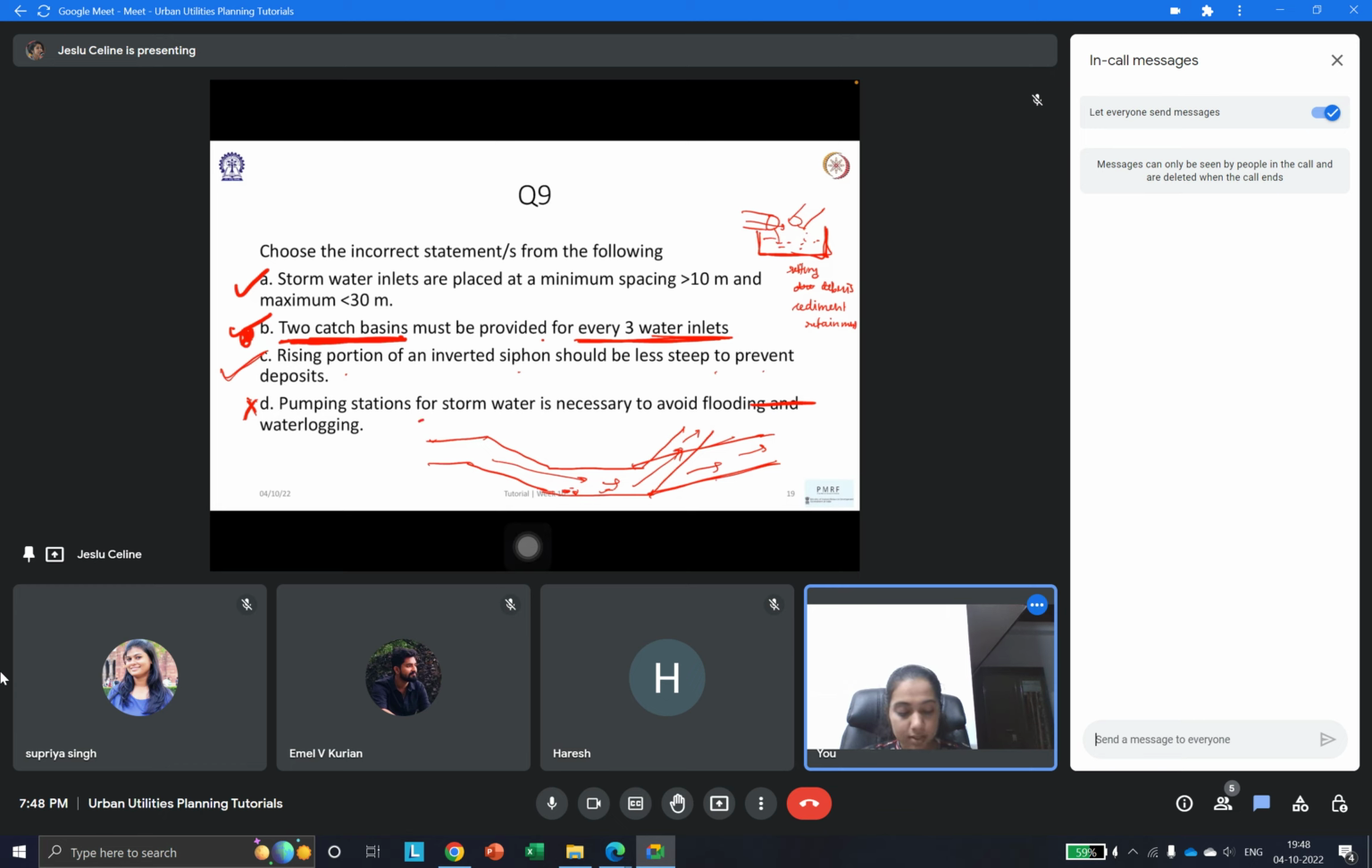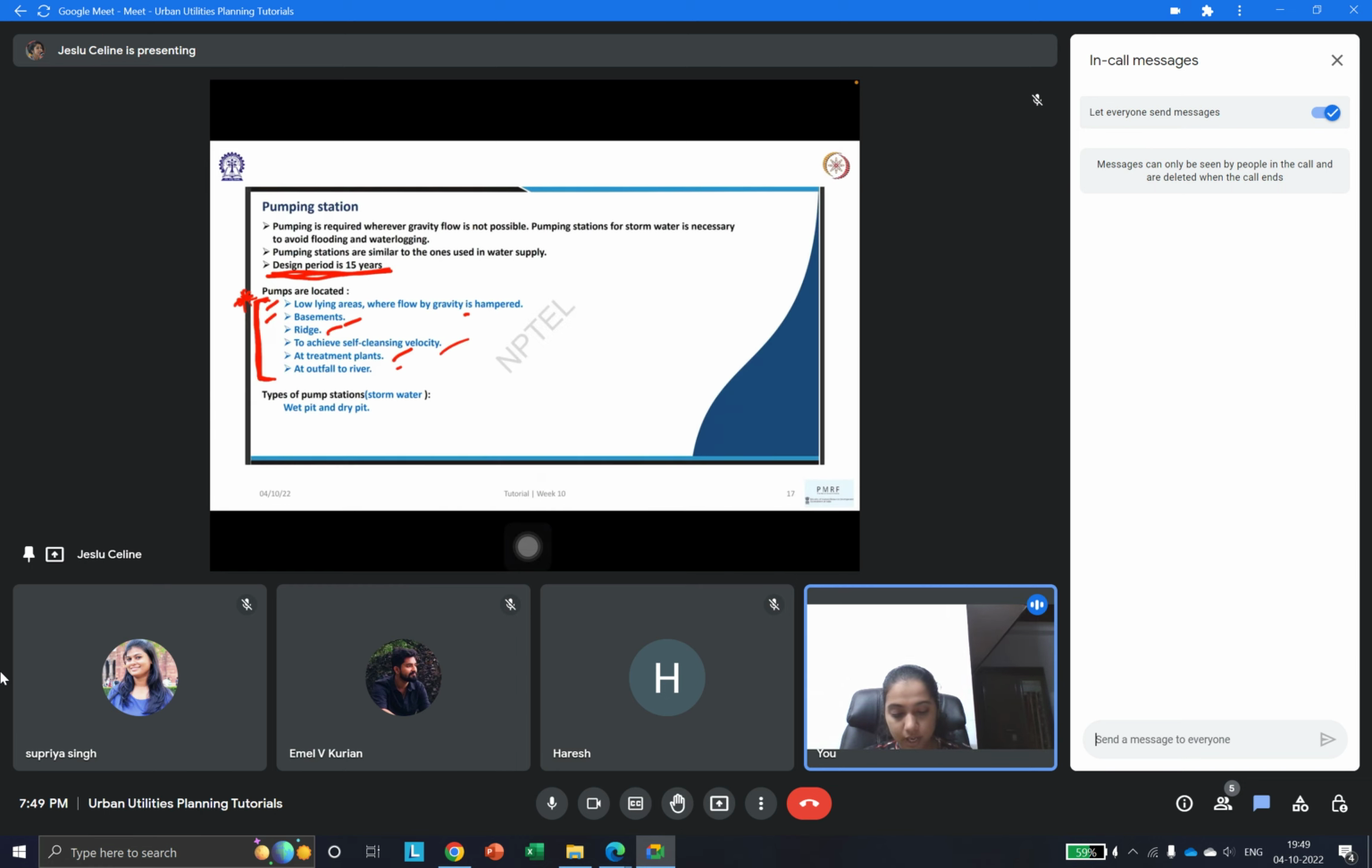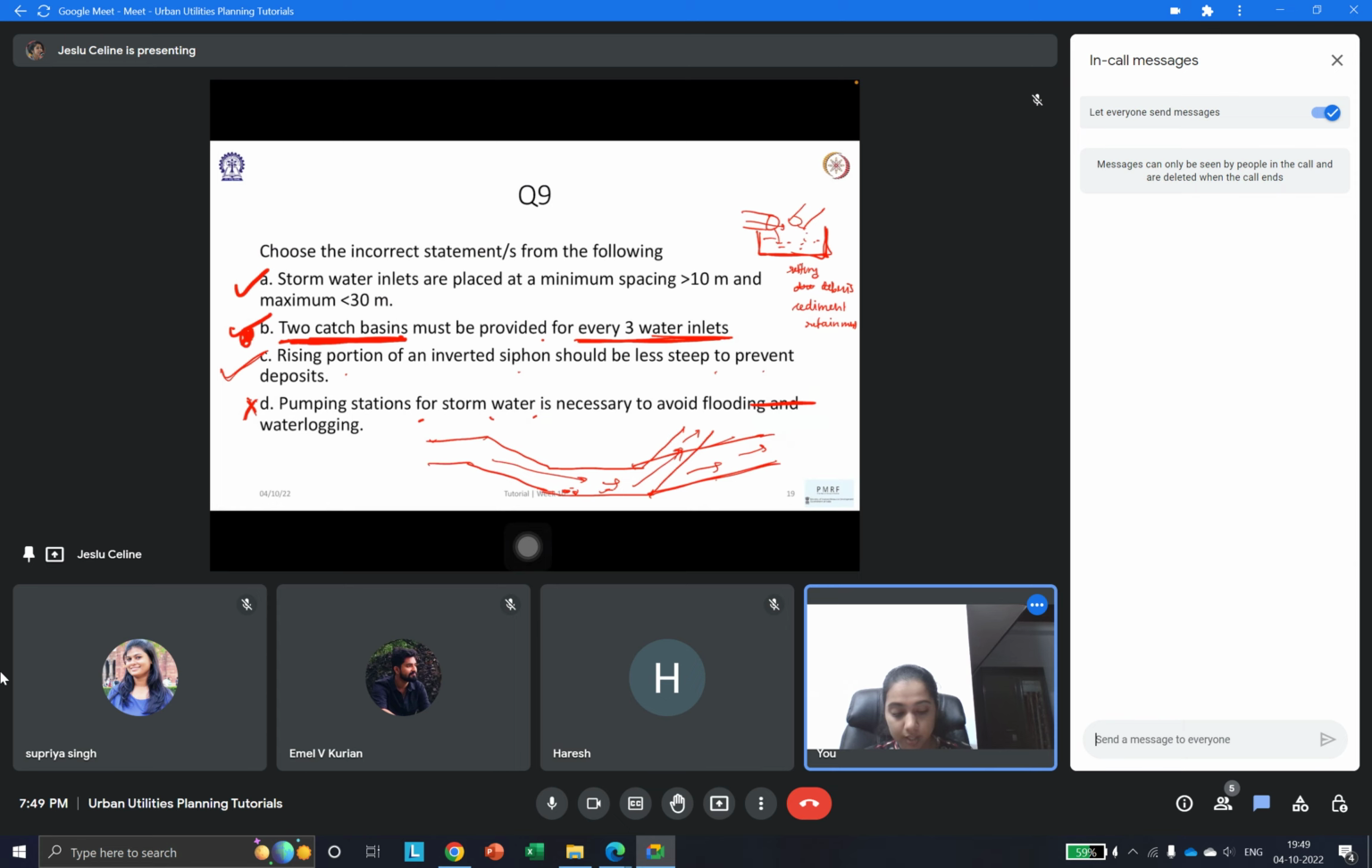Now, the second one: pumping stations for stormwater is necessary to avoid flooding and waterlogging. Supriya says this is wrong, but let's go back. We discussed that pumps are located for low-lying areas where flow by gravity is hampered. What happens in these low-lying areas is it can lead to flooding and waterlogging because adequate water is not being pushed up. So you need pumping stations. This is actually right.